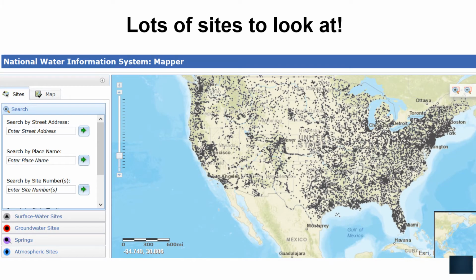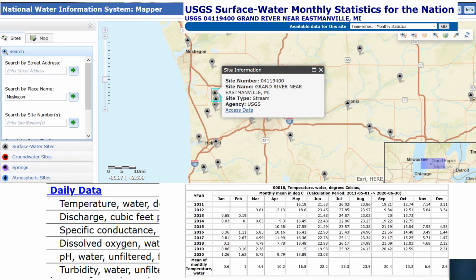Here's a map of the sites that are in this system. As you can see, you can easily search by a street address, and that street address could definitely be where your Globe site is located. Then after doing that, you're going to be able to see what sites are nearby. One of the sites near our university is on the Grand River, and from this site we can pull up daily data, including temperature, conductivity, dissolved oxygen, and pH measurements. We can also at this site find, for instance, temperature over a period of years.